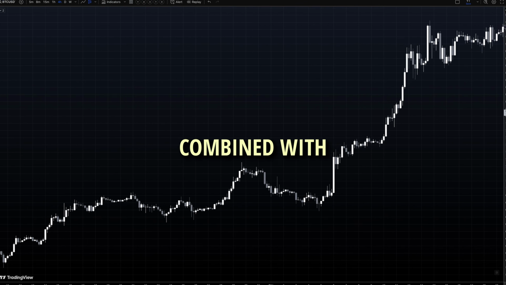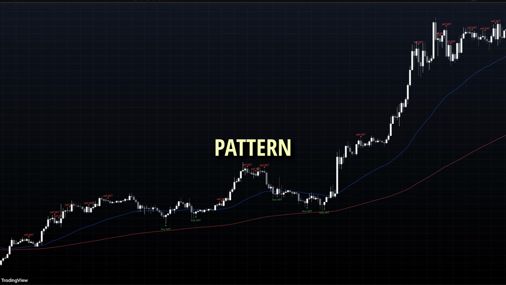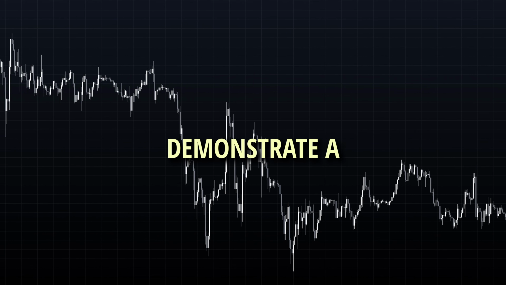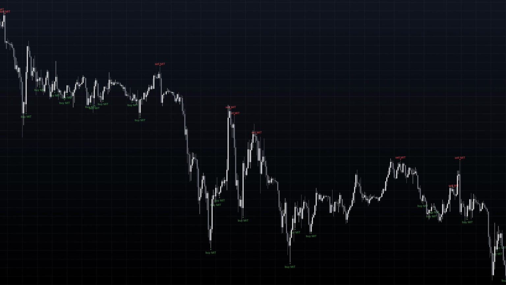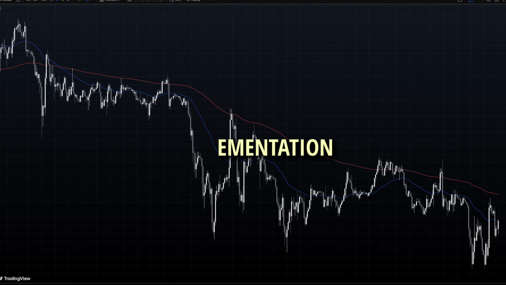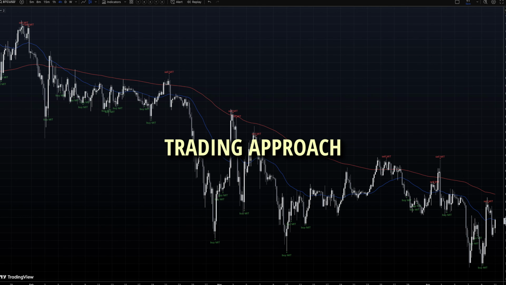Trend filter combined with momentum and the engulfing candle pattern creates a reliable system for trend trading. In this video, I'll demonstrate a complete strategy using 2 free TradingView indicators. You'll learn all essential components for immediate implementation, giving you a ready-to-use trading approach. Let's dive in.